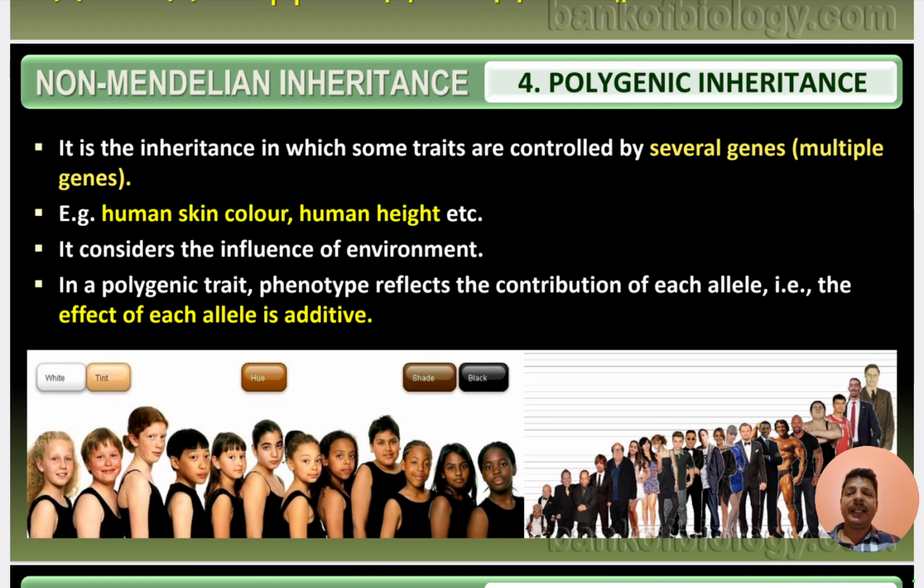Fourth is polygenic inheritance. It is the inheritance in which some traits are controlled by several genes, also called multiple genes. Example, human skin color, human height. It considers the influence of environment also. It is a polygenic trait. Phenotype reflects the contribution of each allele, that is, the effect of each allele is additive.